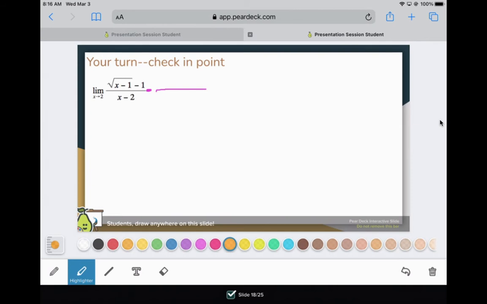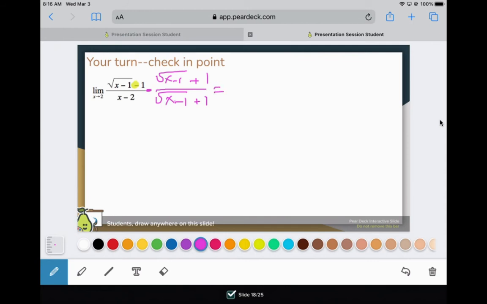So multiply the conjugate: I'm looking at the one with the square root, and you notice how this one is a minus. The conjugate will be the opposite operation. So it's going to be square root of x minus 1 plus 1. So that's step number 1. Until I plug in the values, I have to write the limit notation.